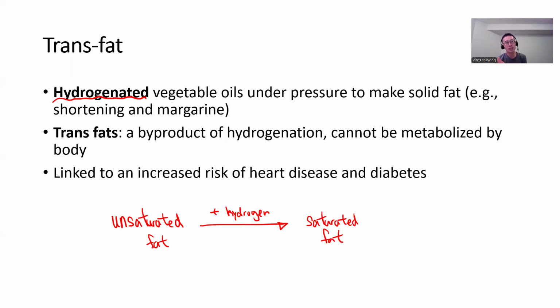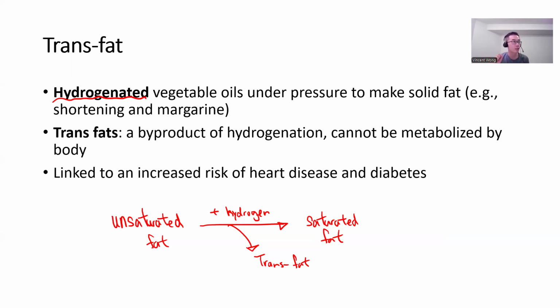Right? So margarine is actually worse than butter because it's highly processed. It has undergone this hydrogenation process, and in doing so, it generates a bit of a byproduct called trans fat. Trans fat cannot be broken down by the body. It just stays in your body for a very, very long time, and it's linked to increased risk of heart disease and diabetes. Basically, it's really, really bad.